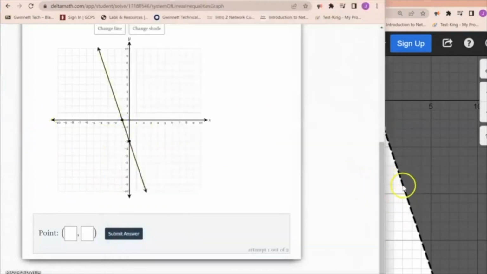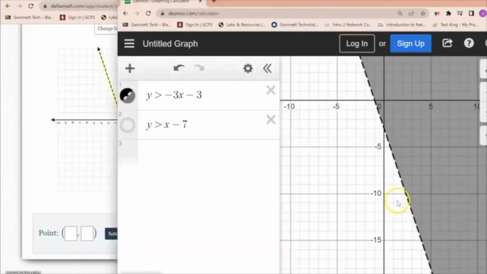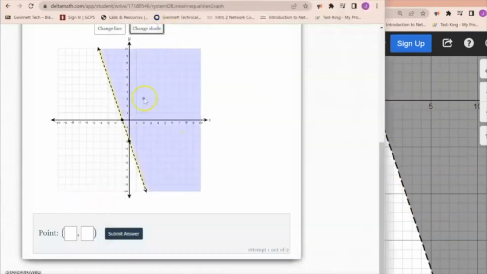All right, make sure you copy this line. Look at this line. It's a dotted line. So this needs to change to dotted. Then where is the shade? The shade is on the right-hand side or on the top-hand side, right? So you're going to change the shade. That's where it is. So I've copied my first line with the shade correctly.